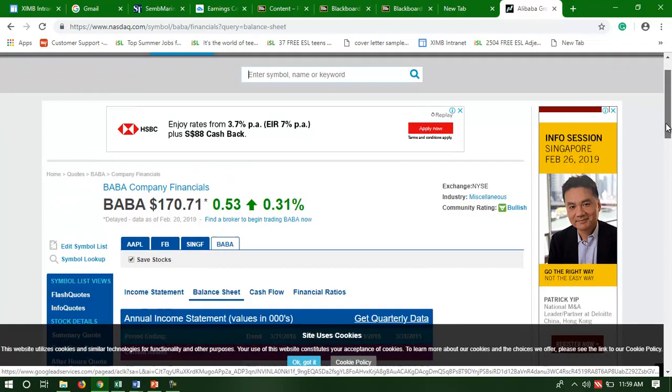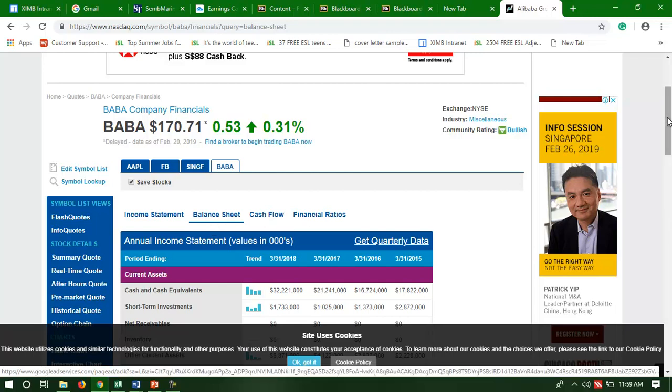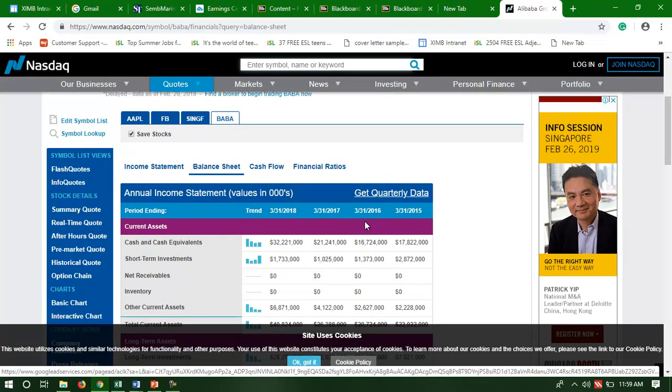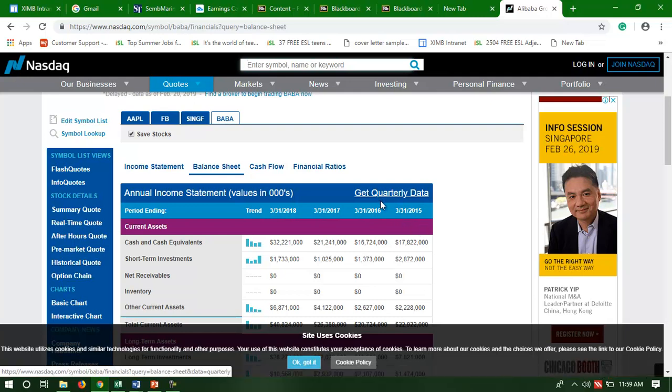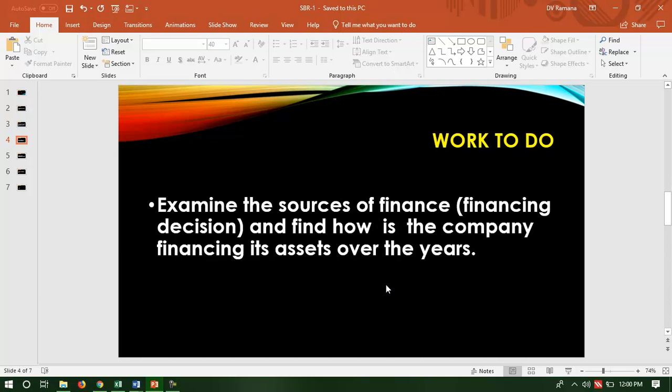If you go to NASDAQ, you can see the income statement, balance sheet, and cash flow statements for a period of 4 to 5 years. If you want, you can also see quarterly data, but for the time being, we limit ourselves to the annual data. And that data, put it in Excel and store it in Excel.